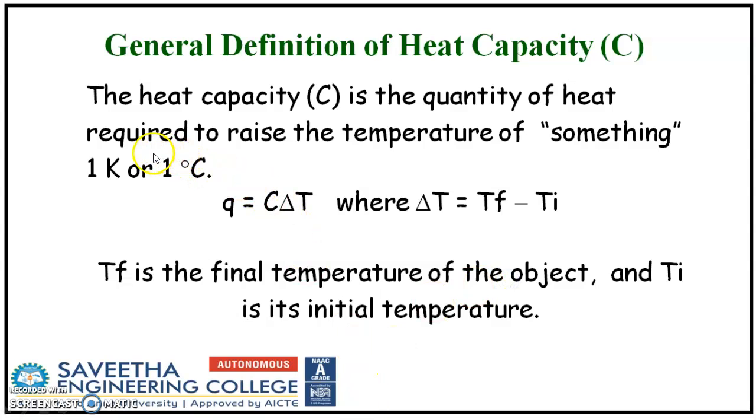It is a general definition for heat capacity, and it is termed as C. The heat capacity is the quantity of heat required to raise the temperature of something by 1 Kelvin or 1 degree Celsius. And this is the formula: Q is equal to C into delta T. Q is the heat, C is the heat capacity, and delta T is the temperature change. Delta T is equal to Tf minus Ti, where Tf is the final temperature of the object and Ti is the initial temperature of the object.